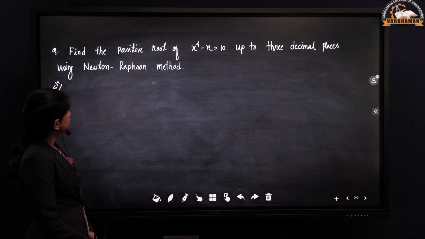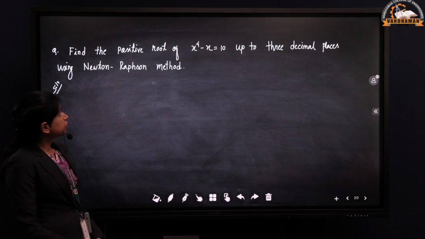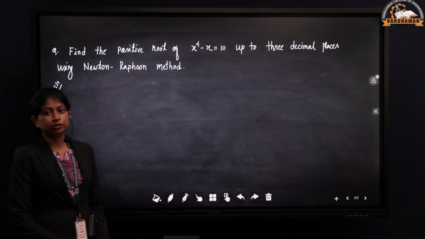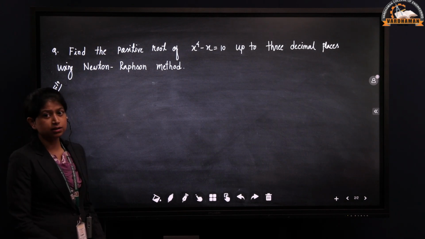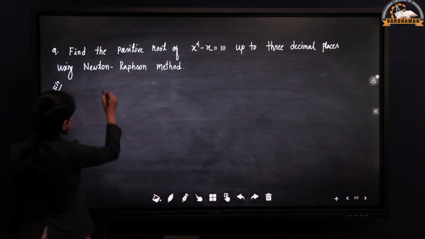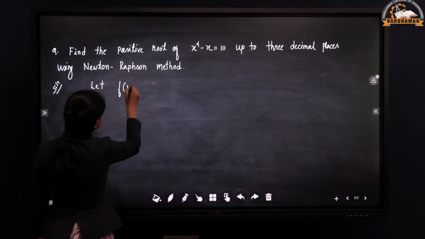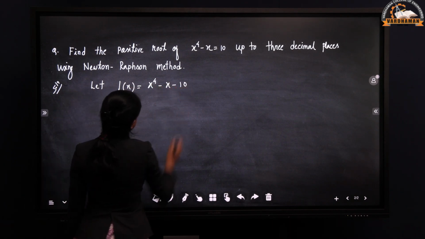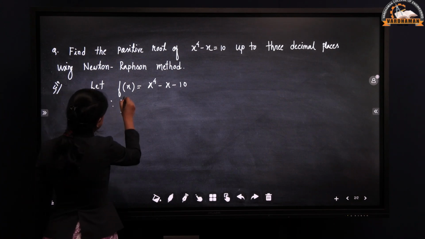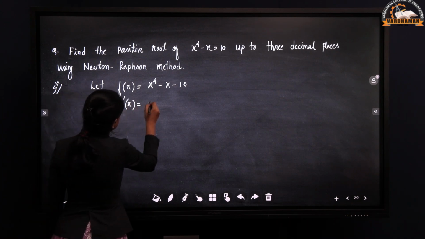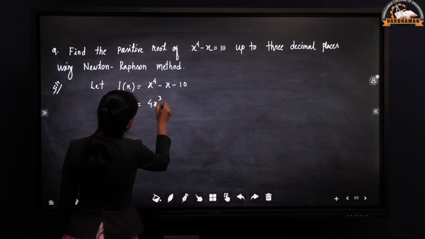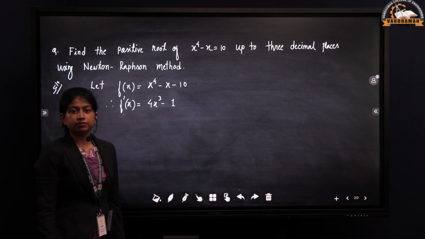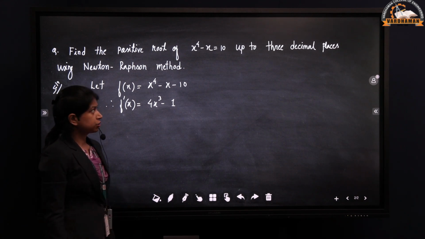So this is the first question where we need to find the positive root of x^4 minus x equal to 10 up to 3 decimal places by Newton-Raphson method. So we let f of x is equal to x^4 minus x minus 10. Then what will be f dash x? f dash x will be 4x cube minus 1. Since here initial approximation is not given, so we need to find the initial approximation.